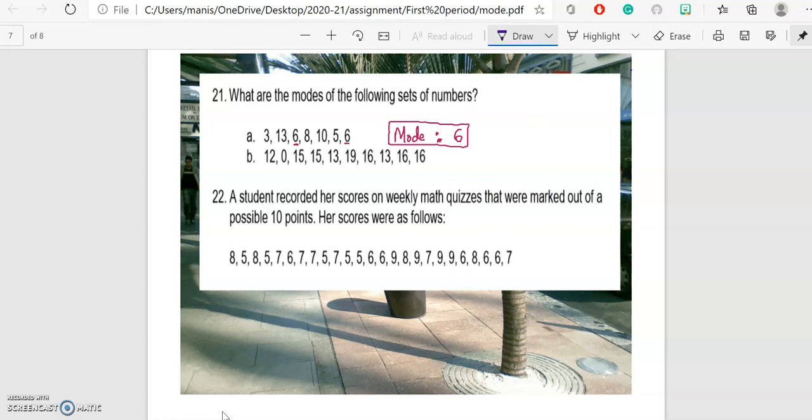For the second question, we have to find the mode. Mode is the number that appears the most. So 12, I do not see any 12. I don't see any 0. 15, I see 2 fifteens over here. Then I see 16. Now I can clearly see 16 is coming 3 times. So mode is 16 for this question.